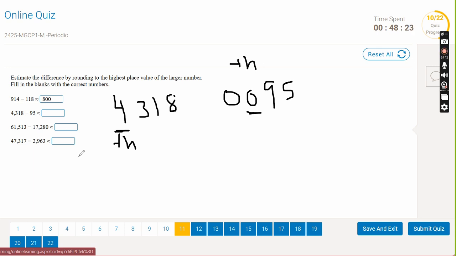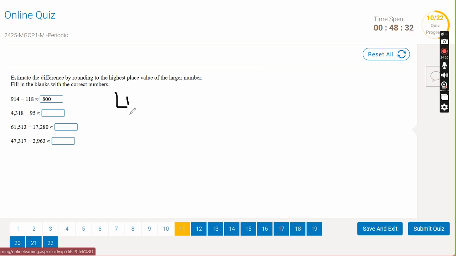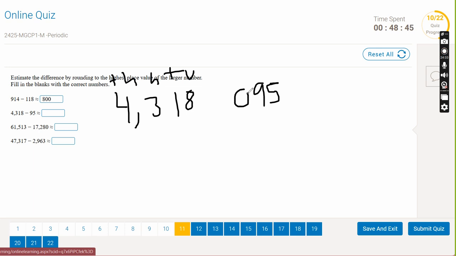But here they're looking for the thousands. Sorry, let me repeat this again. When you have 4318, the place values are units, tens, hundreds, and thousands. If it's 95, like we studied previously, and they're looking for the number of hundreds, we can easily add it as 0. But they're not looking for hundreds, they're looking for thousands. So we would have to add extra zeros, and this is not allowed.